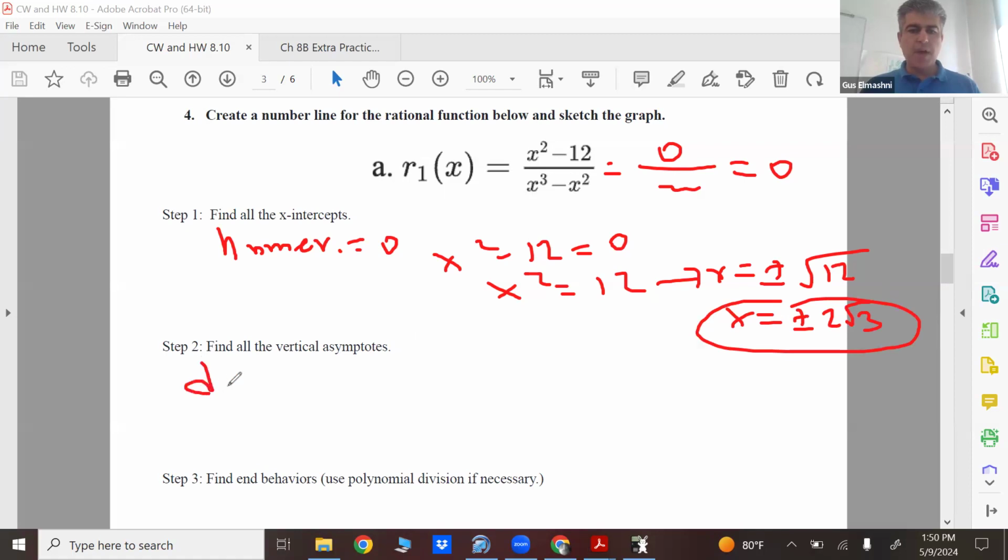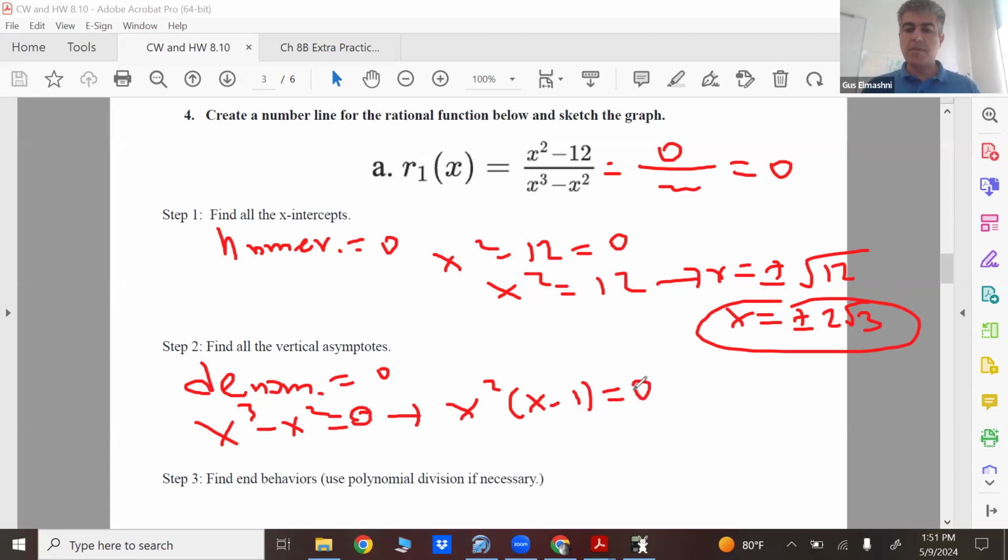Vertical asymptotes when the denominator equals 0, because you can't divide by 0. So if I set that equal to 0. What's the denominator? The bottom of the fraction? Well, yeah. You just said. Okay. Yeah, of the equation we're dealing with, yes. x is 0 or 1. So you're going to write x equals 0 and x equals 1.